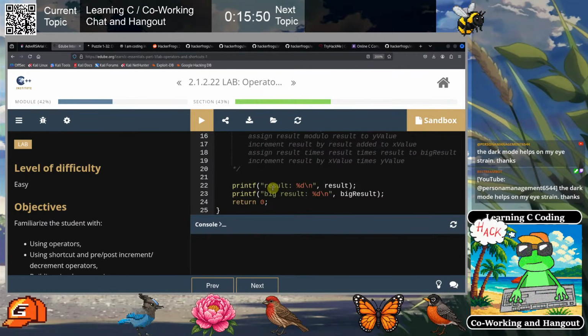Dark mode helps with your eye strain, thanks. Oh, no worries, no worries. I do what the viewers want most of the time.